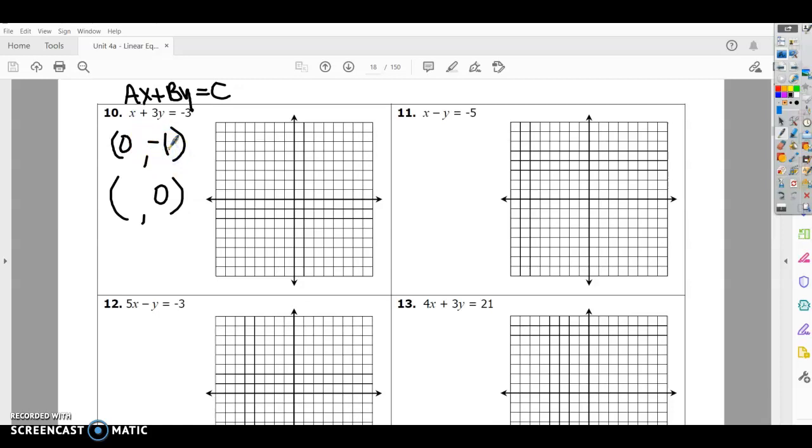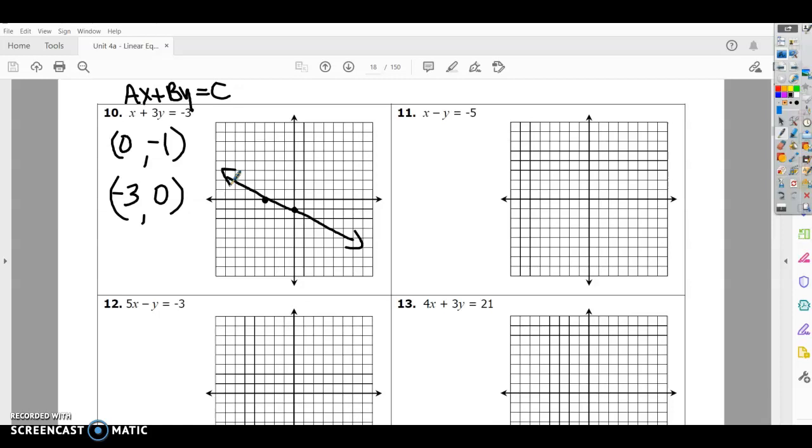So that's 1 point on this graph. And then I'm going to do the same thing. I'm going to put a 0 in for y. 3 times 0 is 0, so x equals negative 3. So this is a quick, easy way to graph an equation in standard form. I'm going to have 0, negative 1 as 1 point, and I'm going to have negative 3 on my x, 1, 2, 3, 0. And that is one way to graph this equation. So you can do that very quickly and easily.